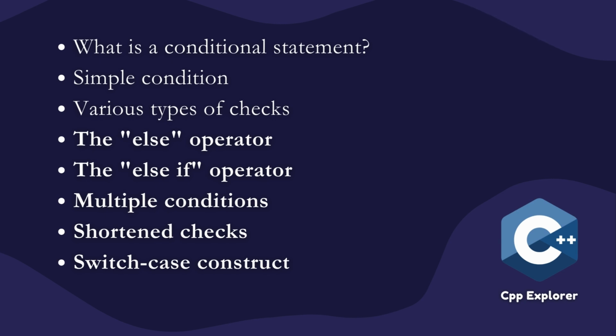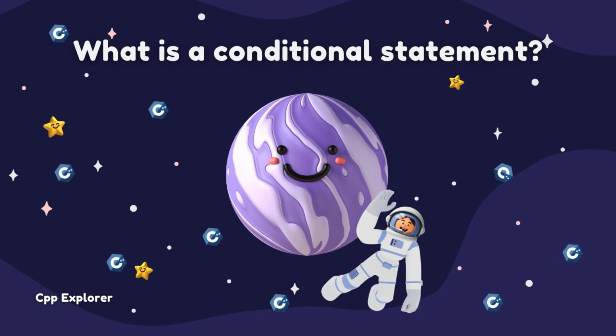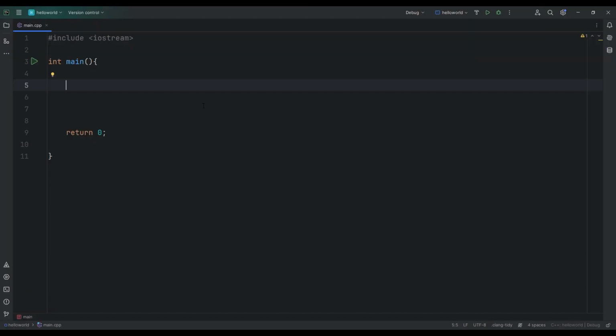In this lesson, we will explore conditional statements and learn how to execute code based on the outcome of a condition. With the help of conditional statements, we can specify a certain condition. Depending on whether this condition is true, we can execute one section of code, and if the condition is false, we can execute another section of code.